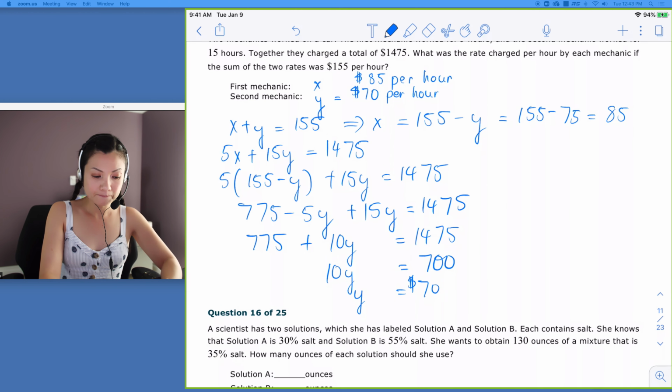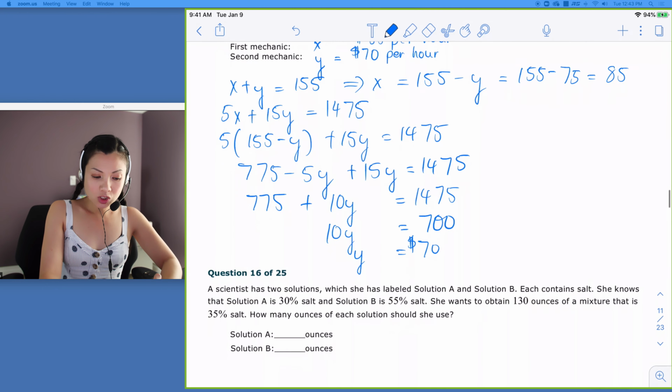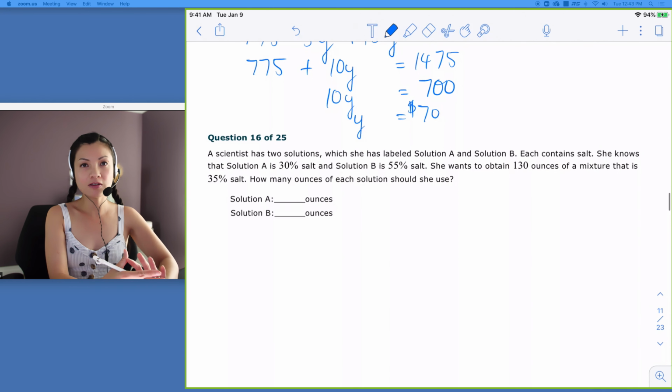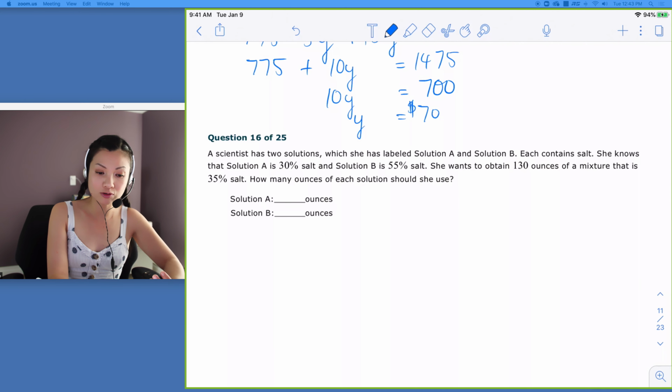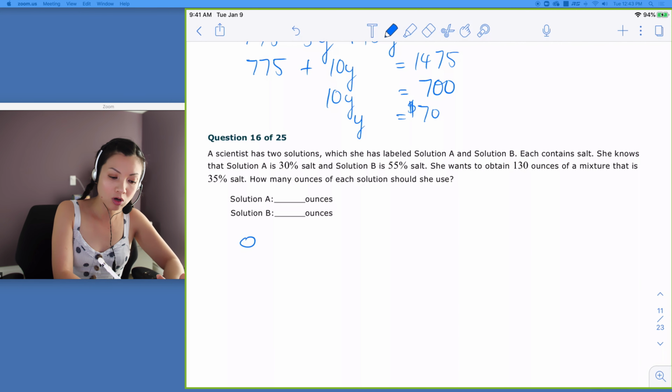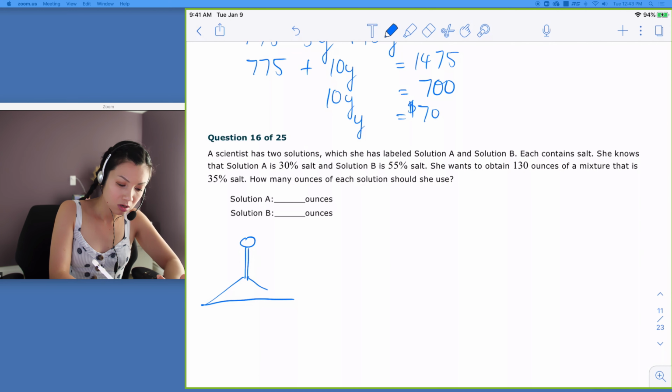Okay. All right. Moving on to number 16. Usually for problems like number 16, I try to draw so I can visualize. A scientist has two solutions, so she labels solution A and solution B. So I'm going to draw the beaker. Also, this is A and this is B.